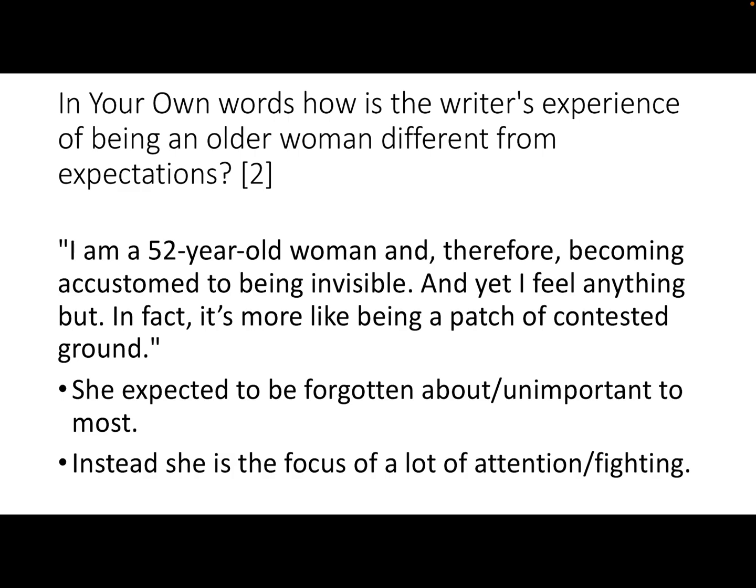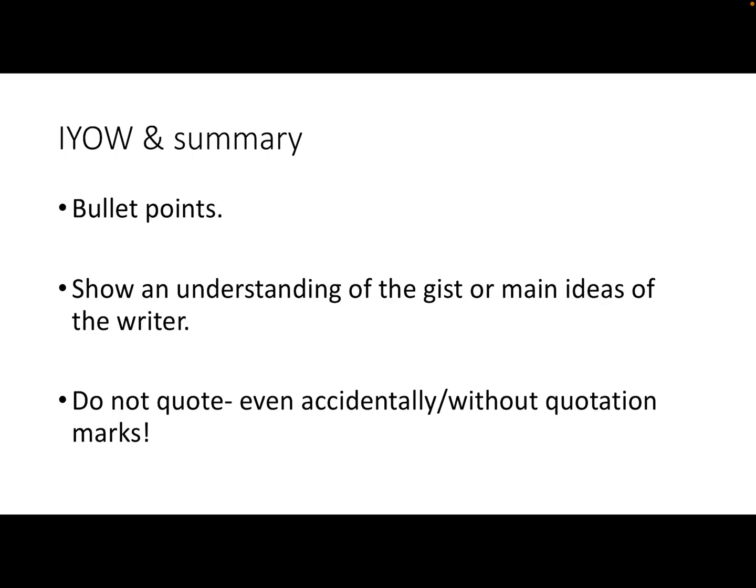It doesn't need to be a whole thing where it says she expects that because she is an older woman, she will have to. Just make it clear which one is the expectation and which one is the reality. Address both and make it clear which one is which, but you don't have to write the question out in the answer. It's as simple as that. Just bullet points. Give them the piece of information that they want. You are showing your understanding of the text, so give them the information that they want in bullet points. So simple summary again, bullet points, show an understanding of the gist, don't quote. That's all you have to do for in your own words.